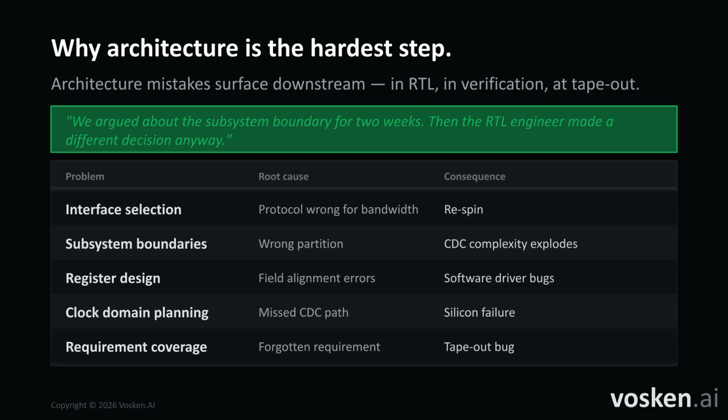Architecture is where the most expensive mistakes happen. A wrong protocol choice, a missed clock domain crossing, or a forgotten requirement will propagate all the way to silicon. VoskenAI eliminates these failure modes by making every decision explicit, traceable, and reviewed by a specialized AI crew before it is committed.